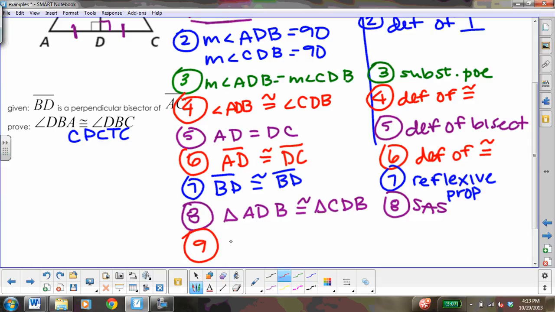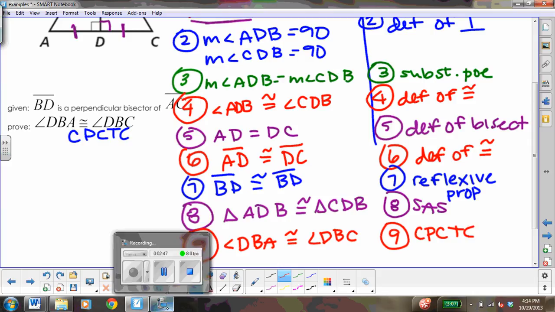And now that these two triangles are congruent, I can say that those angles, DBA and angle DBC, are congruent because of corresponding parts of congruent triangles are congruent. And there's my proof.